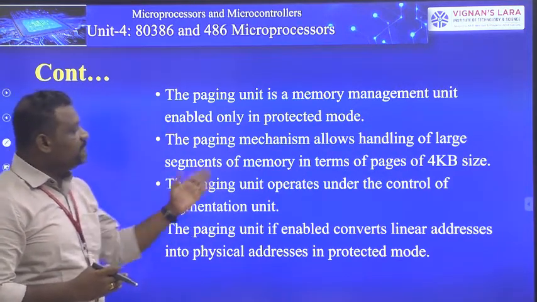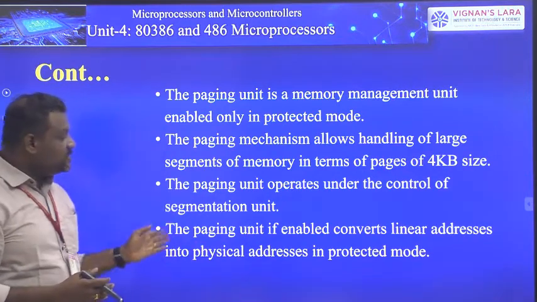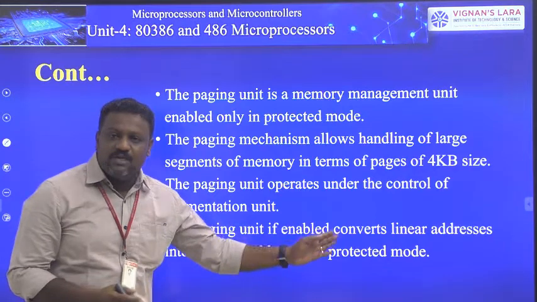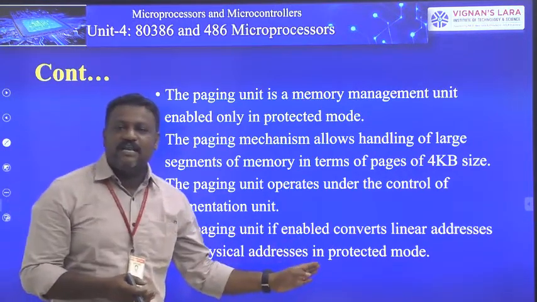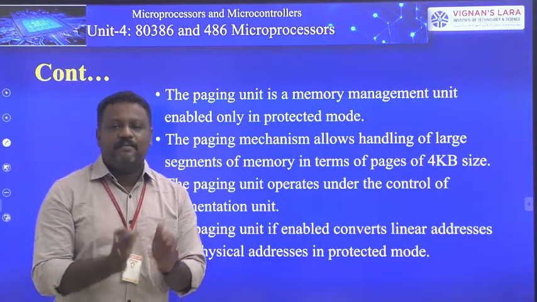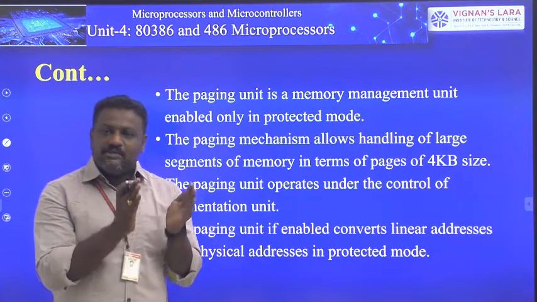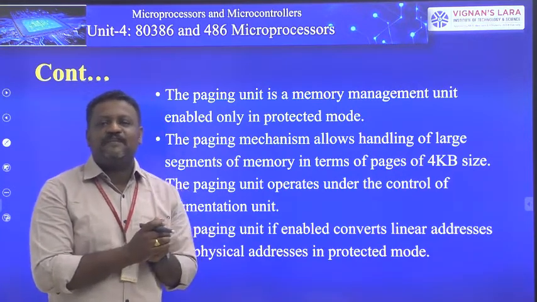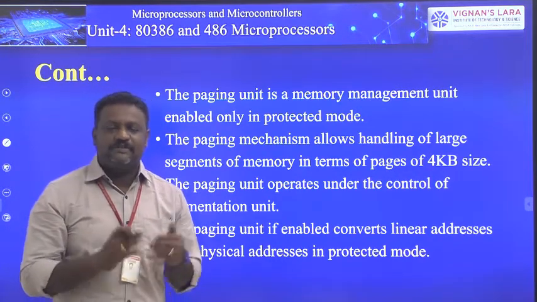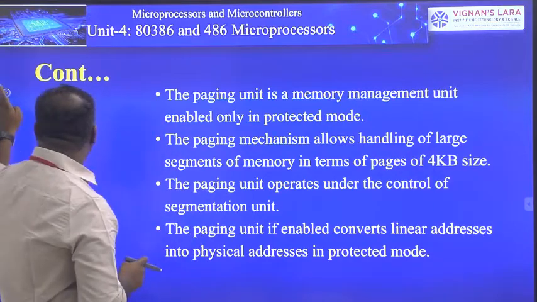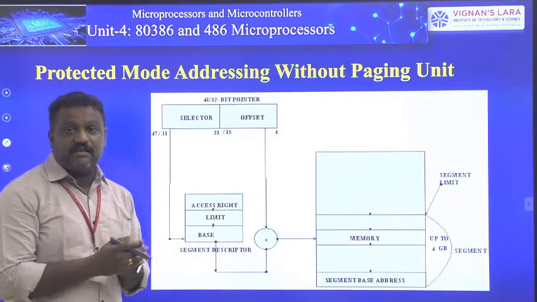And coming to the next, the paging unit operates under control of the segmentation unit. That's what I said just now. The paging unit, if enabled, converts a linear address produced by the segmentation unit into a physical address, and this happens only in protected mode. As I already told you, the paging unit is enabled only in protected mode operation of 80386. It is not enabled in real mode operation of 80386. So this is the way we calculate a physical address.